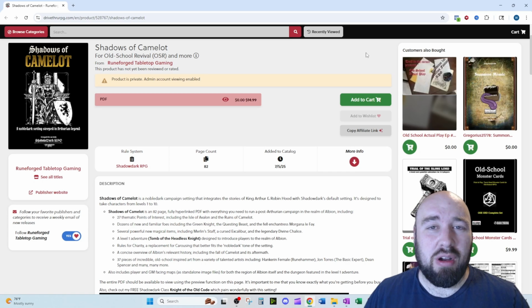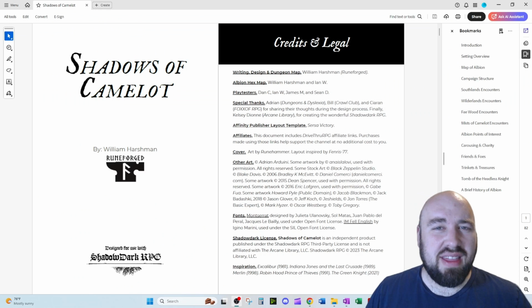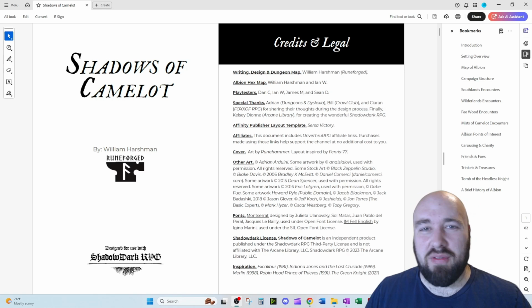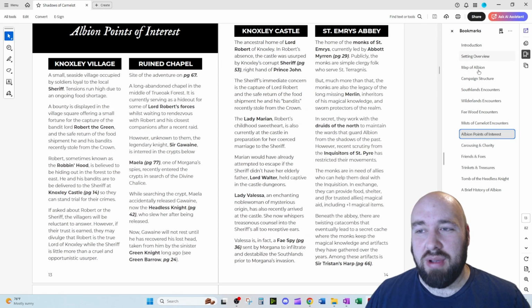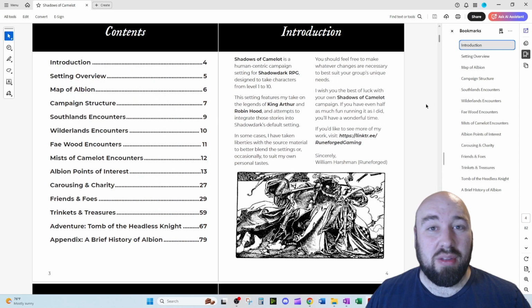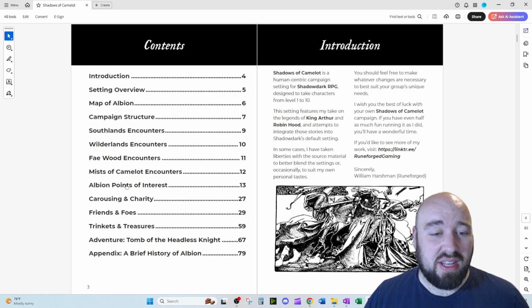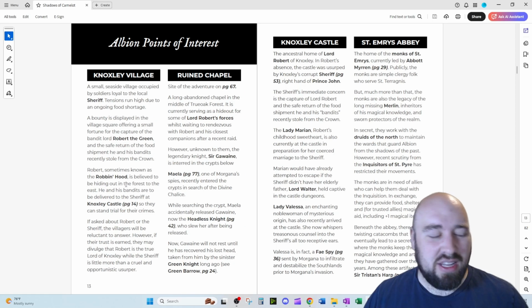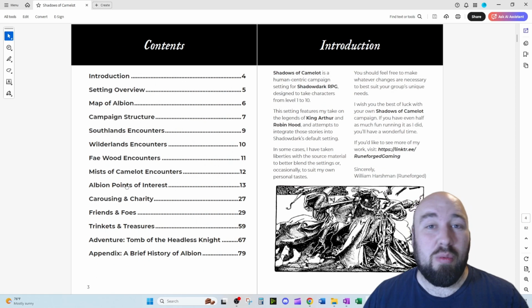But if you'd like to see a little bit more, let's go ahead and start our flip through of Shadows of Camelot. All right, so I've got the 82-page PDF pulled up here in front of me right now. And as you can see, it is fully bookmarked, so you can jump easily to any of the sections listed over here on the right-hand side. Also, each entry on the table of contents is hyperlinked, so you can quickly and easily jump back and forth to wherever you need to go.